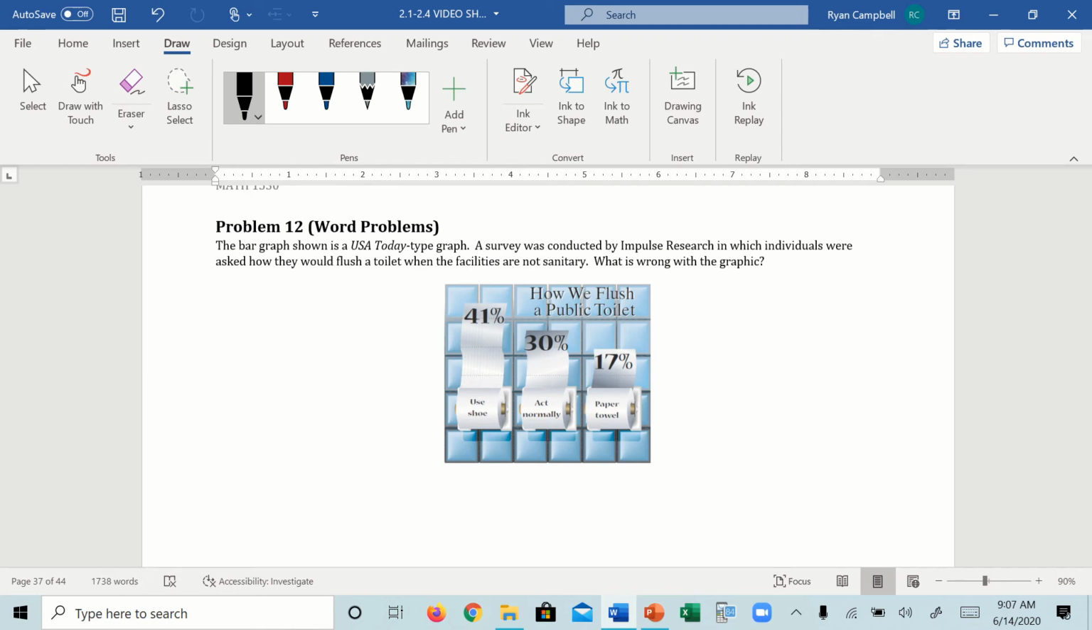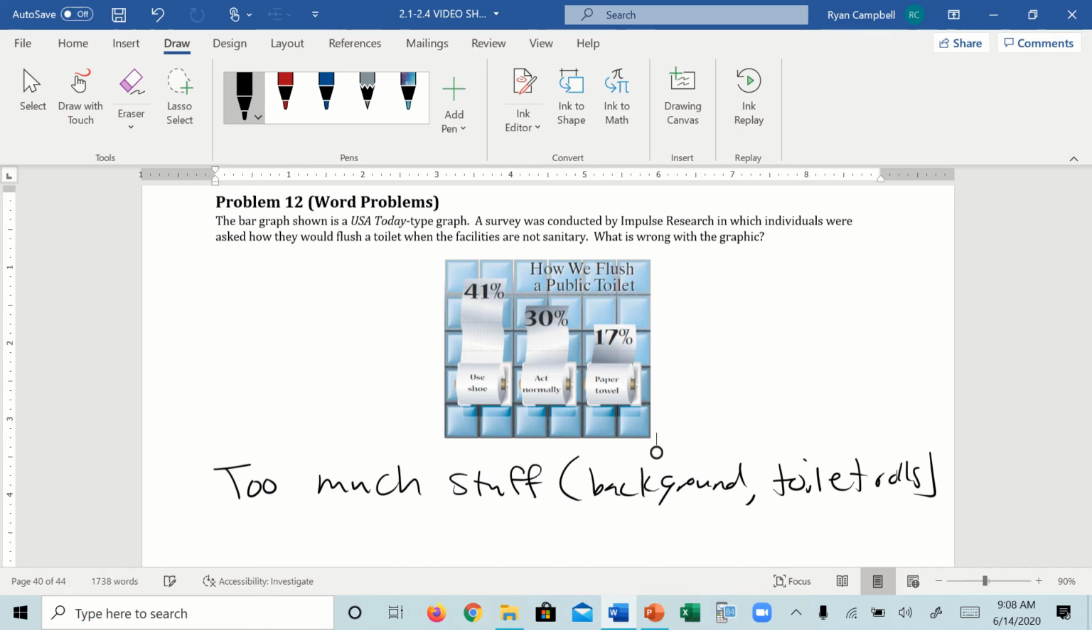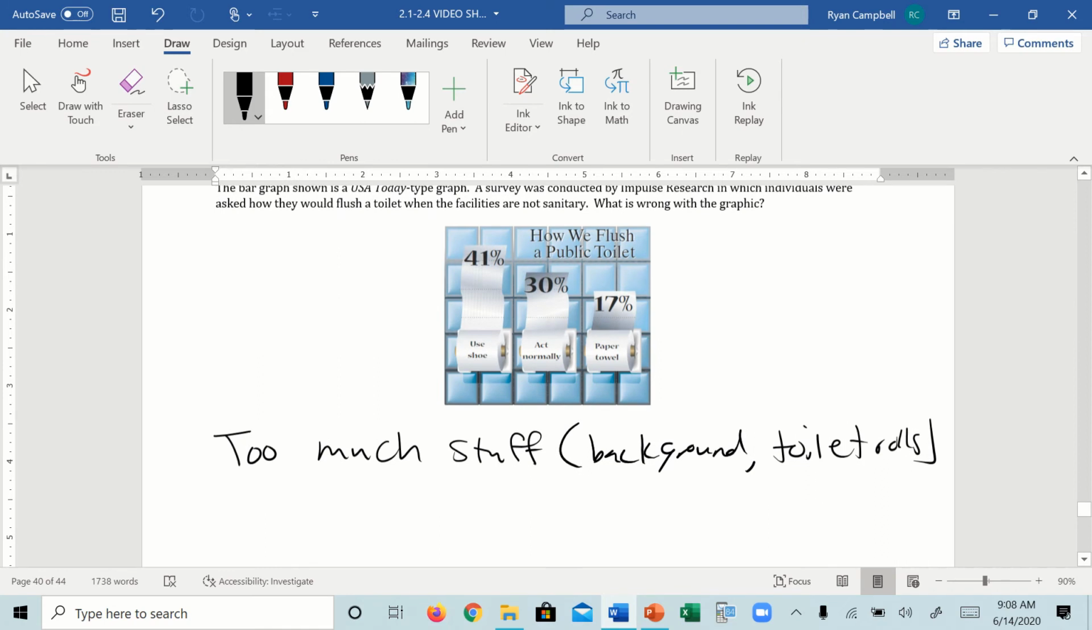So there is obviously too much stuff in the background, right? It looks interesting. Maybe if you're first time making a graph, this might look fun and interesting, makes it pop, but unfortunately there's too much stuff going on. There's the background, there's the toilet rolls, right? And it's all just ultimately very distracting.